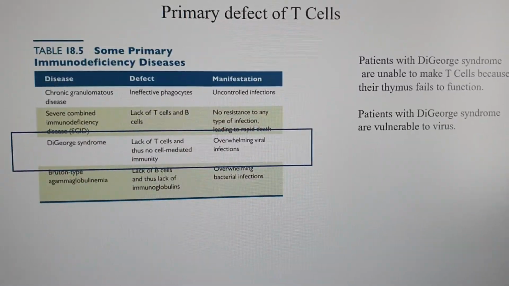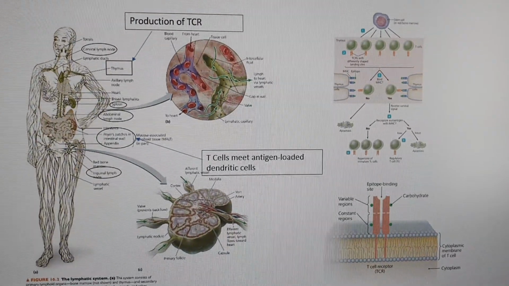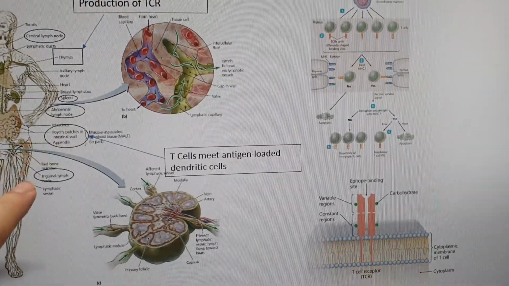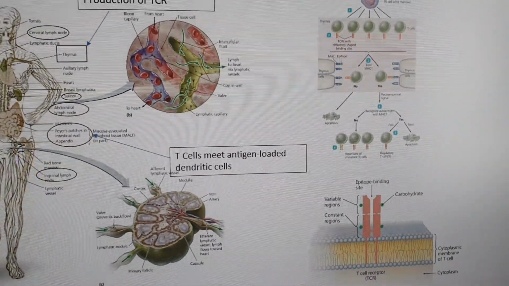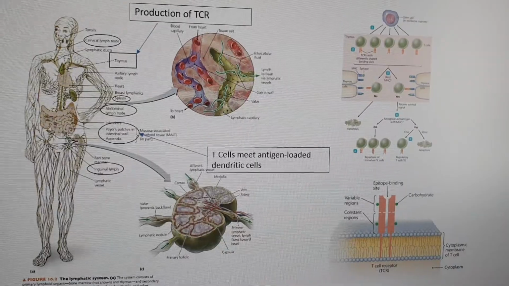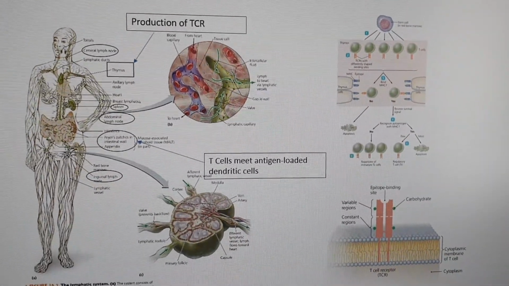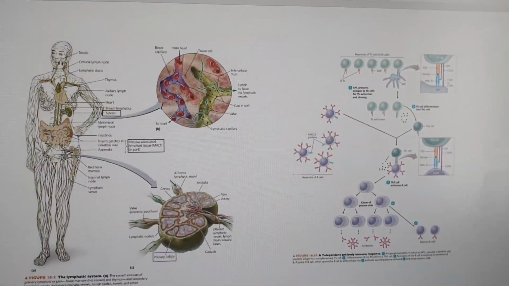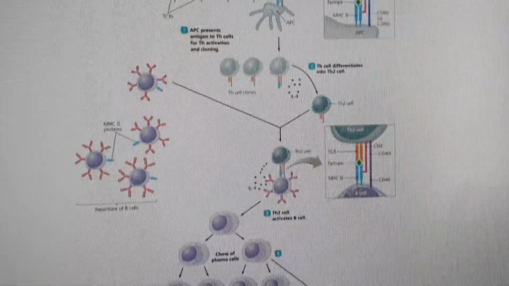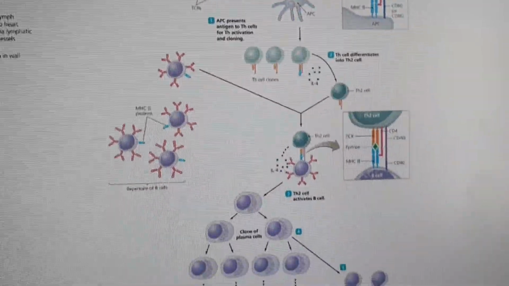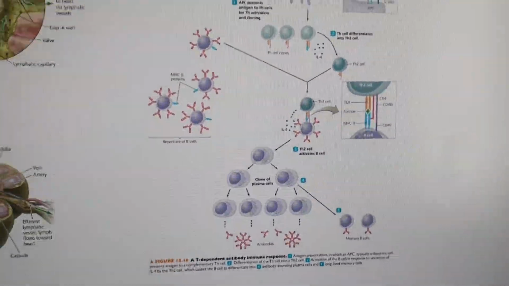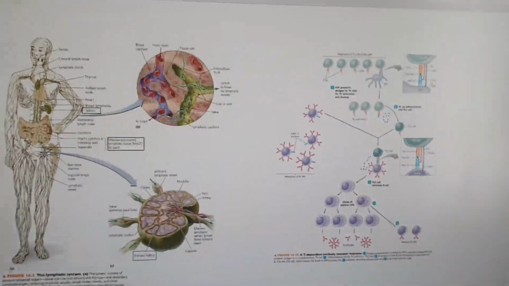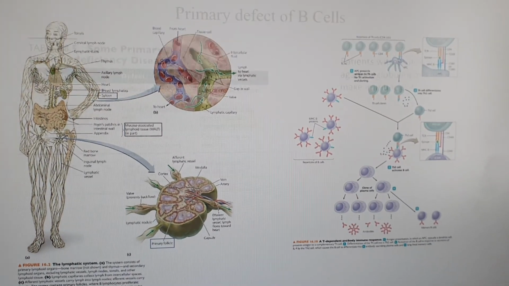And I forgot to mention that here T cells meet antigen-loaded dendritic cells. From those sites, like lymph nodes and Peyer's patches, they meet dendritic cells to gain more information. And same goes here. Here's an example: dendritic cells contact TH cells, and TH cells contact B cells. I digress a little, but that's how it works.